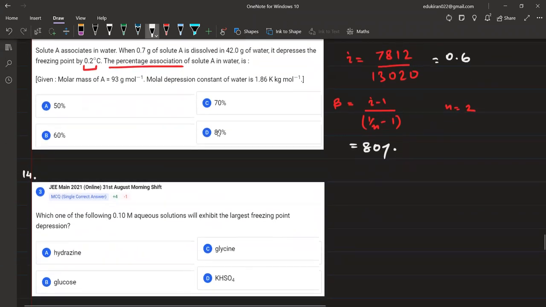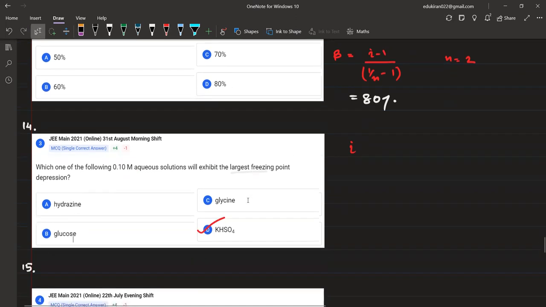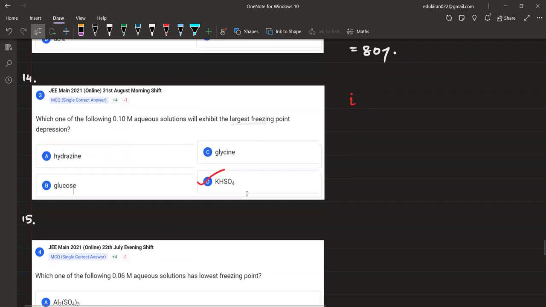Okay, ये बताइए, which of the following 0.1 molar aqueous solution will exhibit largest freezing point depression? So, the other depression कौन show करेगा? Since the concentration is same, you have to only look at what i. कौन dissociate कर रहा है, नहीं dissociate कर रहा है. All the organic molecules. D is the correct answer. है ना? All the organic molecules, you have hydrazine, glycine, glucose. They do not dissociate completely, है ना? बहुत कम dissociate करते हैं, okay? KHSO4, it is going to dissociate effectively. K plus and HSO4 negative.